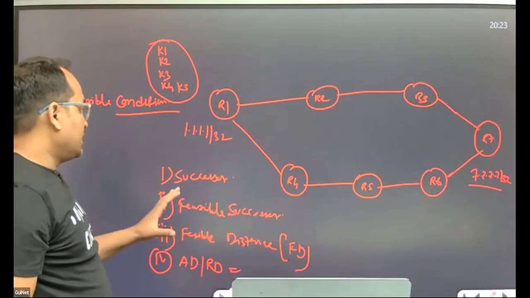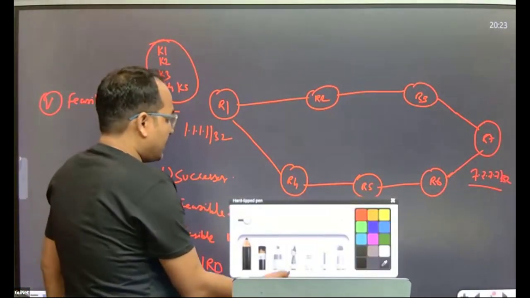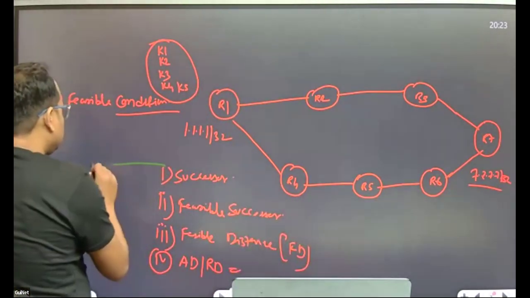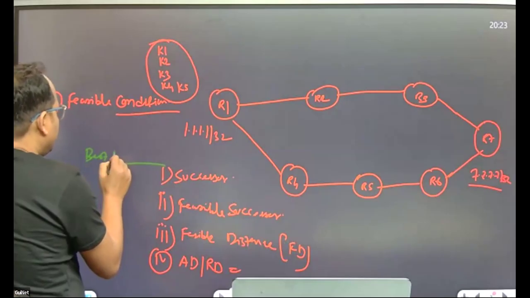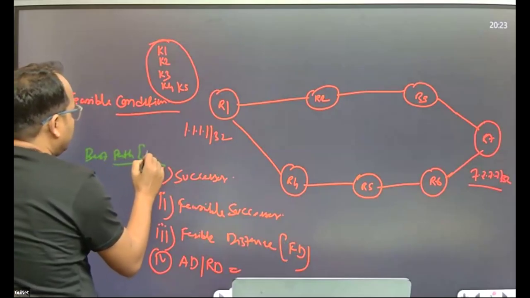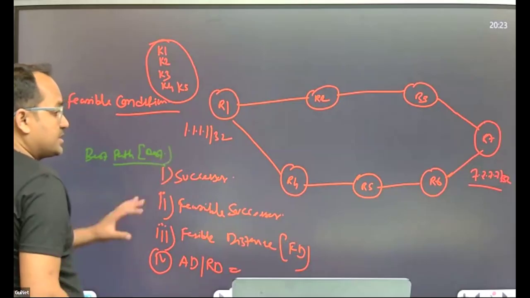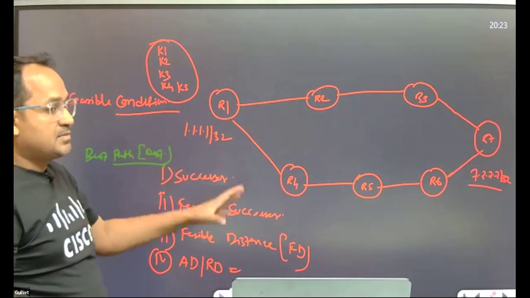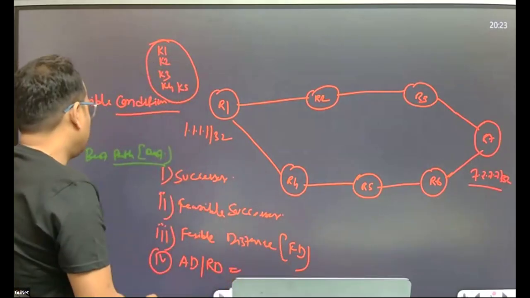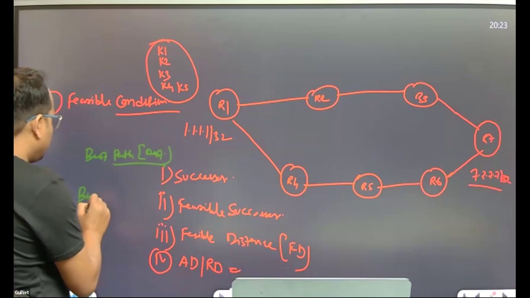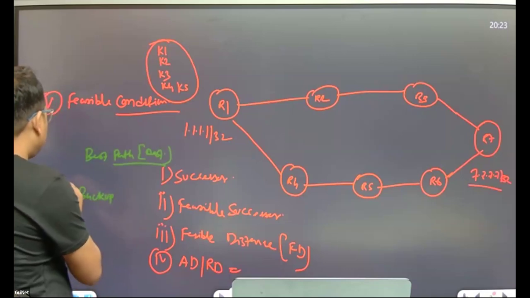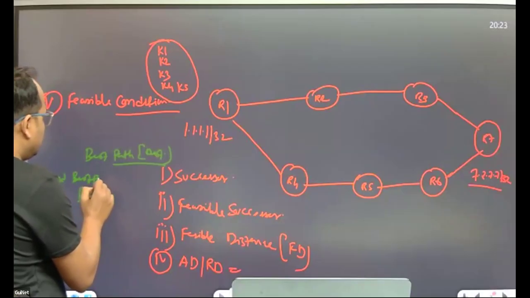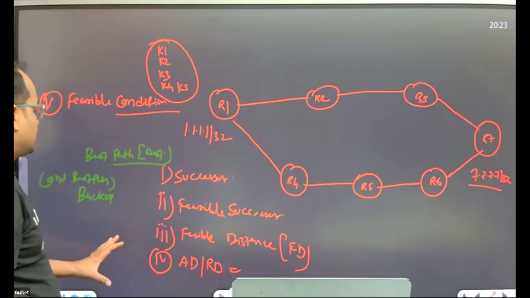What is the meaning of successor? A successor is basically going to define your best path to reach the destination. It is going to give the best path for any destination IP. This is a successor. It is going to tell which is my best path from where I can reach the destination. A feasible successor is going to be your backup path, meaning second best path. This is going to be your feasible successor.